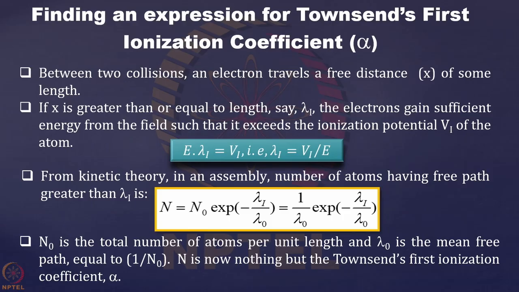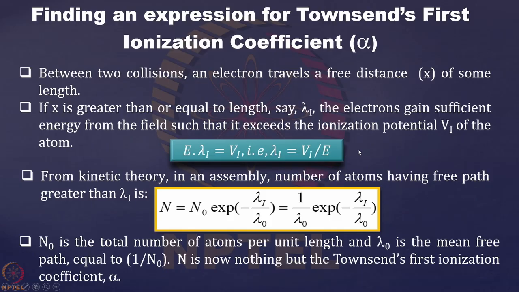Okay. So if that is the case, then let us assume that x equals lambda i, that will give us the ionization potential. That is when e into E will be the force, and x will be lambda i, then the total energy that it gains will be e into Vi. Vi is the ionization potential. So e on both sides will cancel and you will get that lambda i equals Vi by E. So that is your free path for the ionization mechanism to happen.